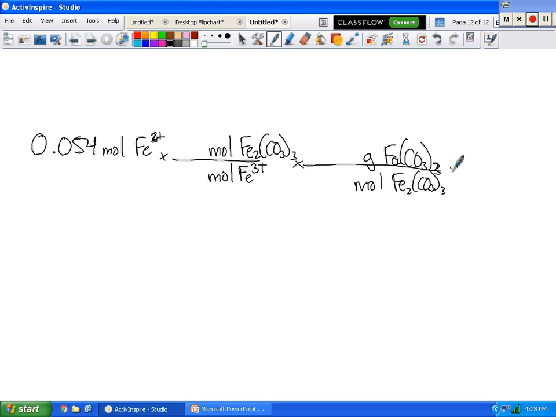Well, I'm going to tell you, the easy part is your mole to mole. And it's a 1 to 2. But the hard part is, and I don't feel like looking it up, would be whatever the mass is of that thing. Because it's significantly large. Because it would be 9 oxygens, 3 carbons, and 2 irons. And 1 iron is 55.85.